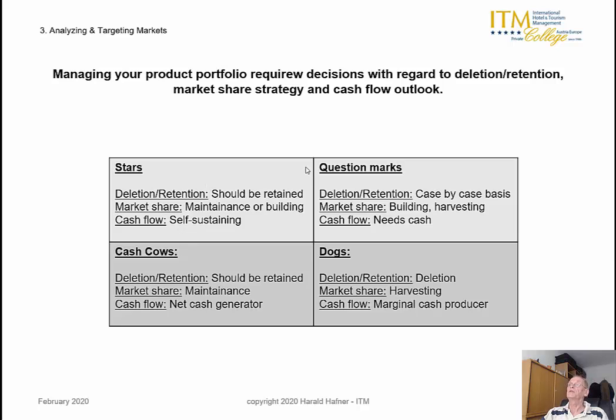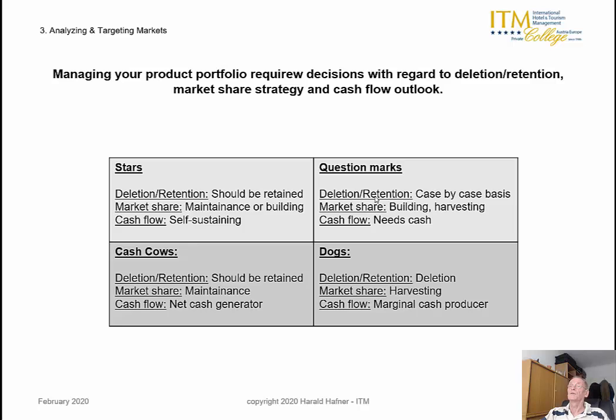When we look at the question marks, the deletion and retention decision is a case-by-case analysis. This is why they're called question marks, because we don't know really yet whether or not we should retain or delete those. If we retain them, we will be building market share. If we would like to delete them, we need to harvest them. The cash flow decision there is that we need a lot of cash in order to maintain them.